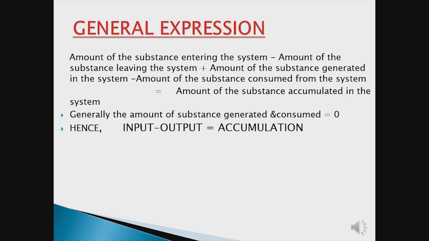But generally we take the amount of substance generated and consumed as zero. So, substituting for the amount of substance generated in the system and the amount of substance consumed from the system as zero, we can finally write the final expression as amount of substance entering the system minus amount of substance leaving the system is equal to the amount of substance accumulated in the system. That is, in very short, input minus output is equal to accumulation.